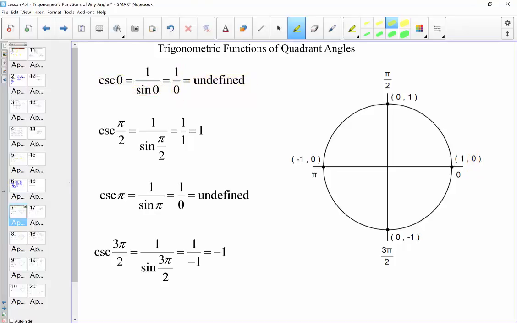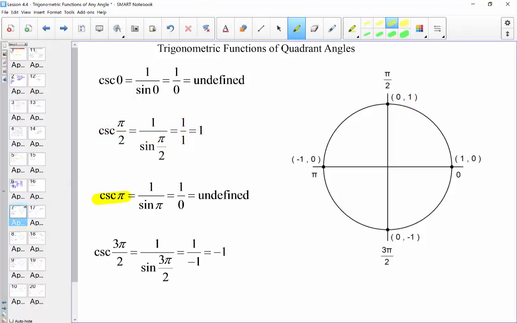In our next example, we have the cosecant of pi over 2, which is equivalent to 1 over the sine of pi over 2. We know that the sine of pi over 2 is 1 because that's the y-coordinate where pi over 2 intersects the unit circle. So we have 1 over 1, which simplifies to 1.